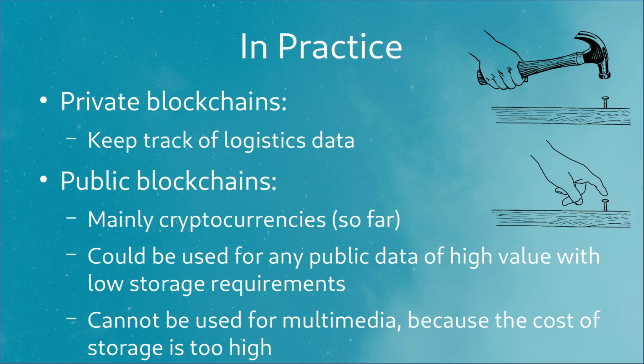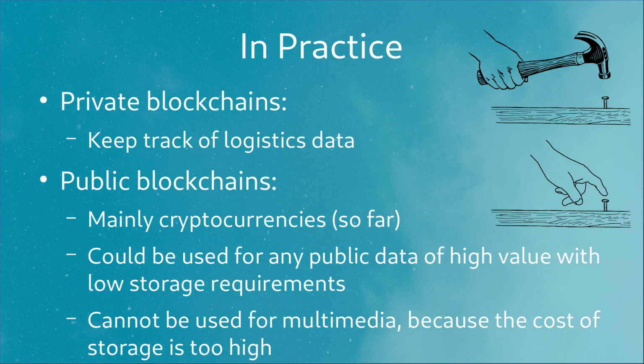You have to distinguish between private blockchains and public blockchains. Private blockchains are blockchains that are shared between different parties and they are used for tracking things that they move around between them. So typically this is for logistics data. It could be for anything that moves around between different parties and for which you want to keep track of where it is and where it comes from.